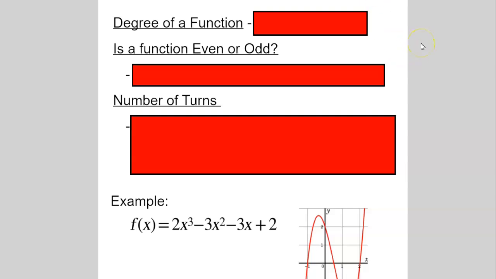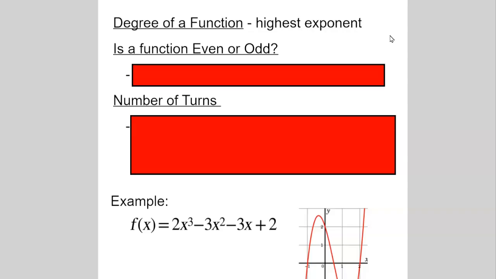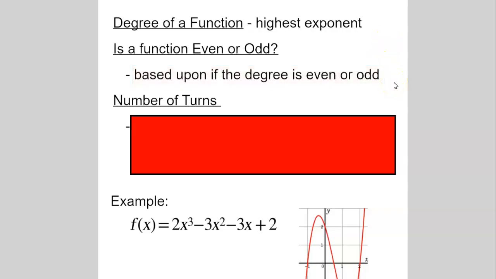So some important things that we need to know. Degree of a function, something we probably have some familiarity with already. This is simply the highest exponent in the function. Determining whether a function is even or odd is simply based on whether the degree is even or odd. If your highest exponent is a 4, 4 is an even number, so the function is even. If the highest exponent is 5, 5 is an odd number, so the function is odd. We use whether something is even or odd to help us in determining certain things about the graph, and that's part of what we'll talk about momentarily.